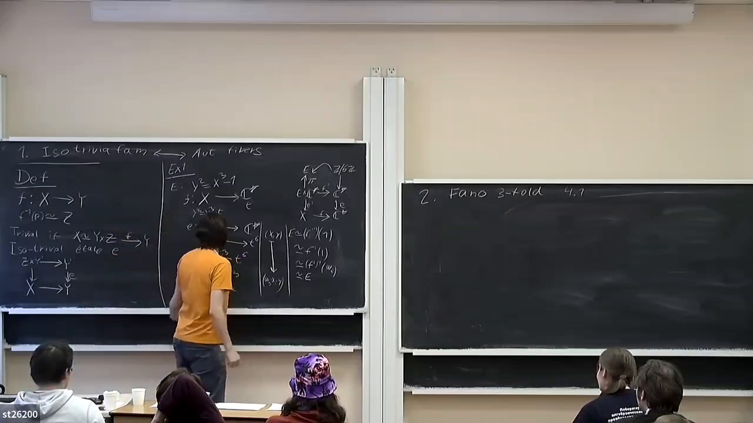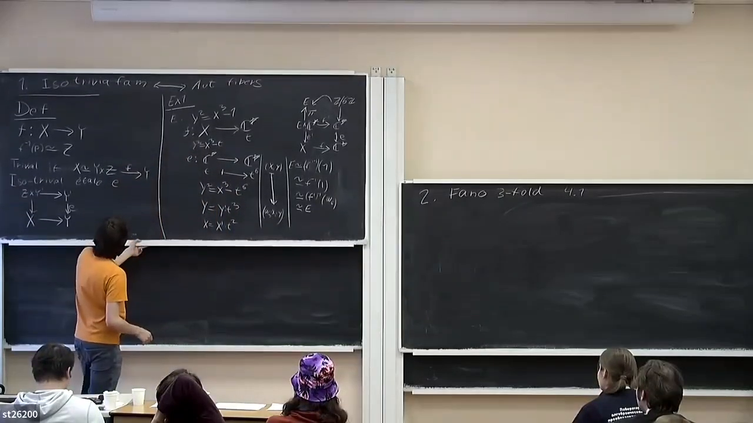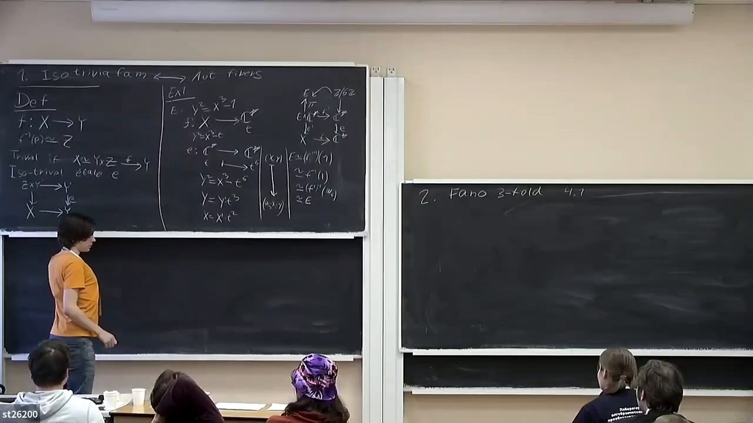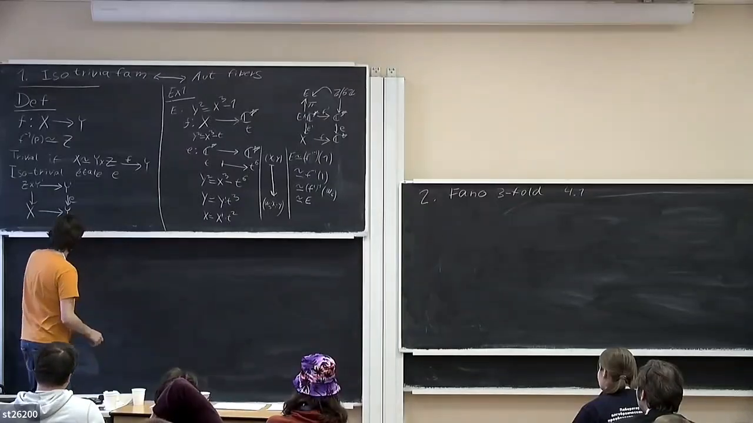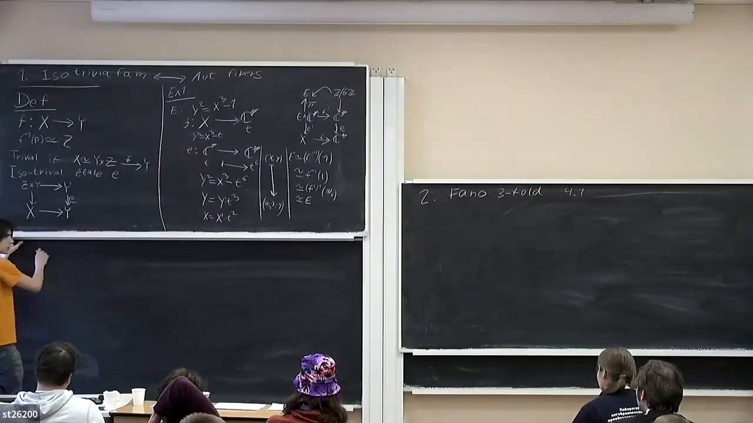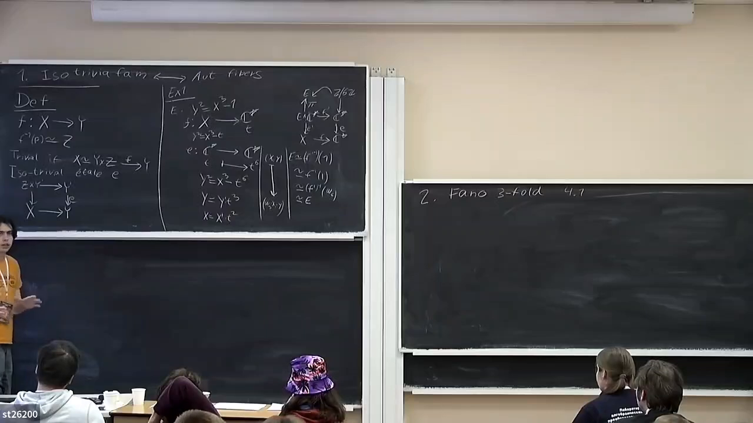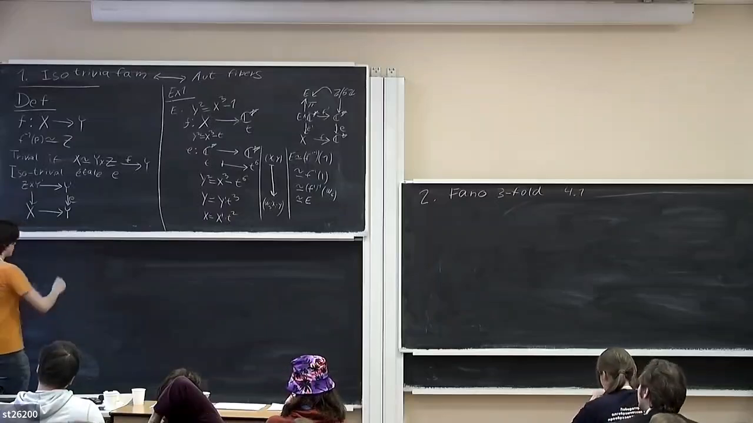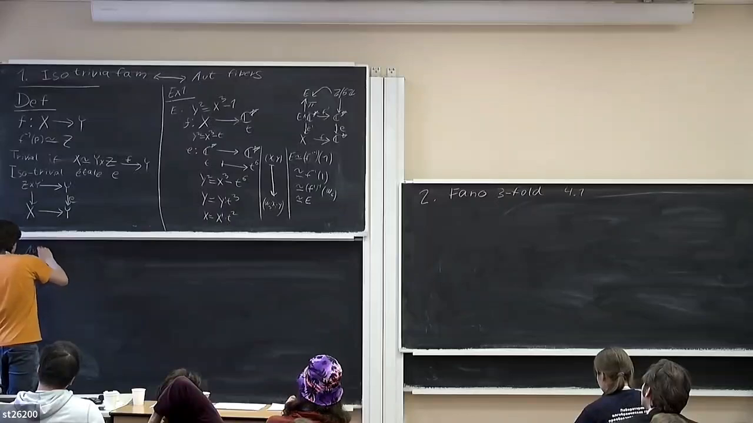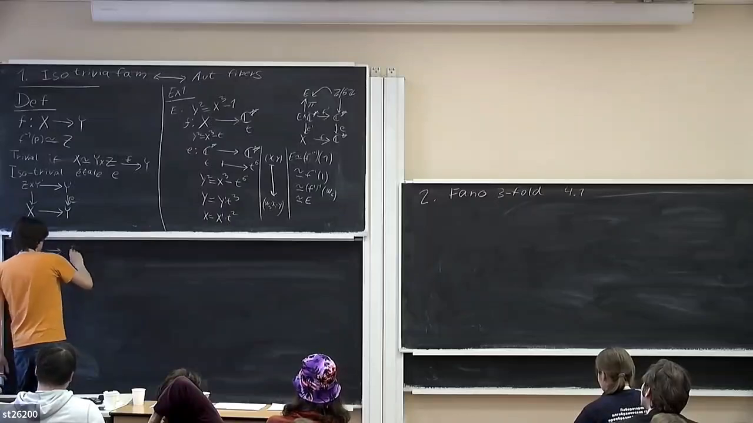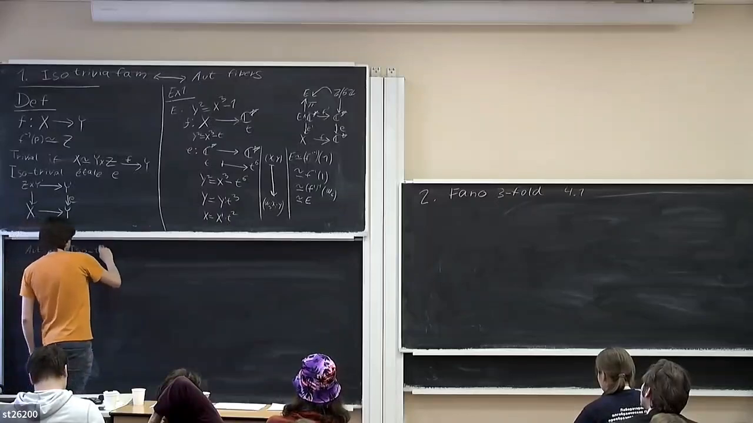Now let's discuss how we can go the other way. So just how, given some group of automorphisms, we can obtain an isotrivial family. Automorphism to isotrivial family.